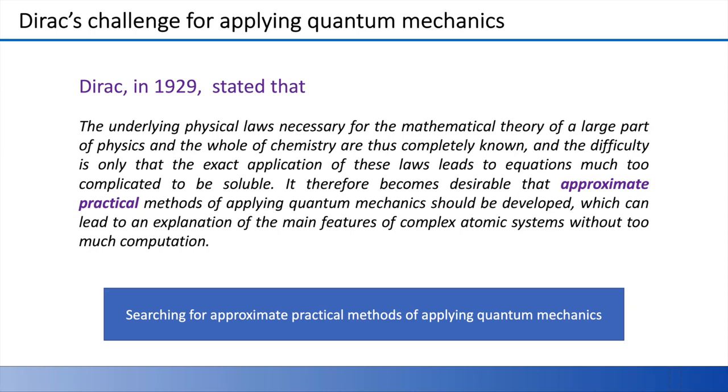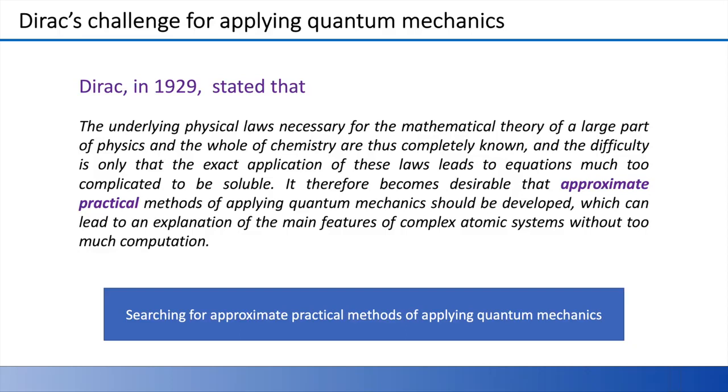In 1900, Planck used energy quantization to explain the blackbody radiation. In the subsequent years, quantum theory had developed tremendously in the aspects of both fundamental understanding and applications. But the challenge for applying quantum mechanics remained, just as Dirac stated in 1929.